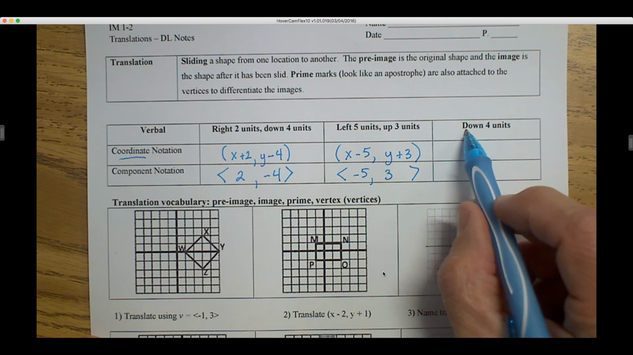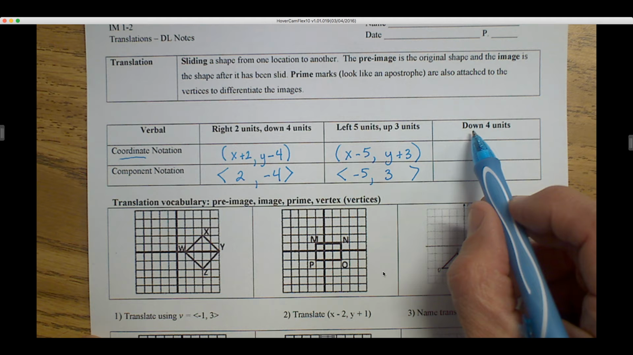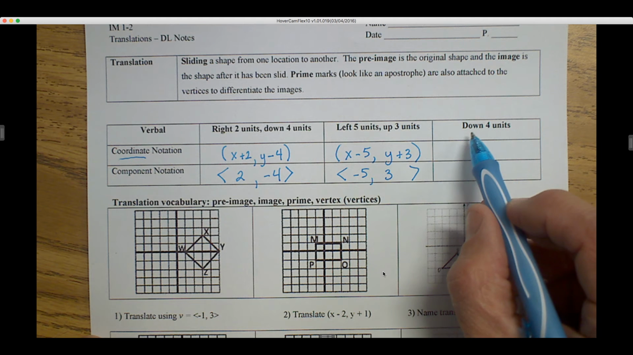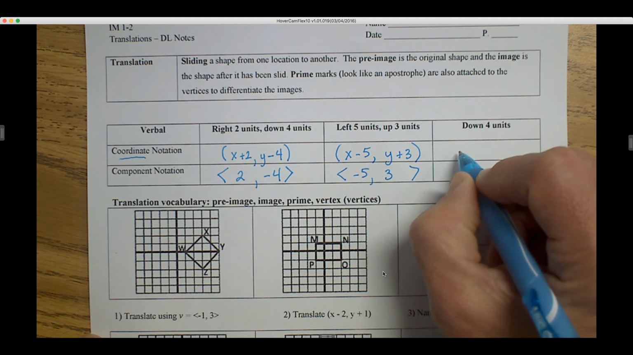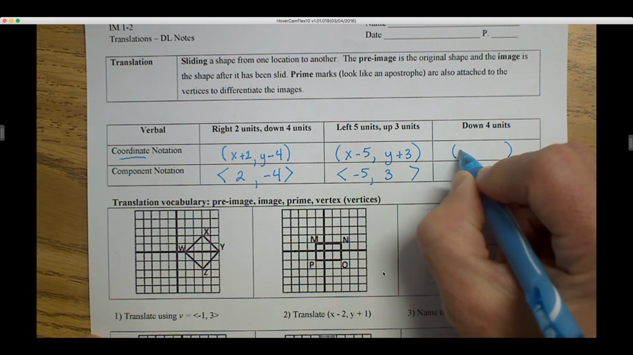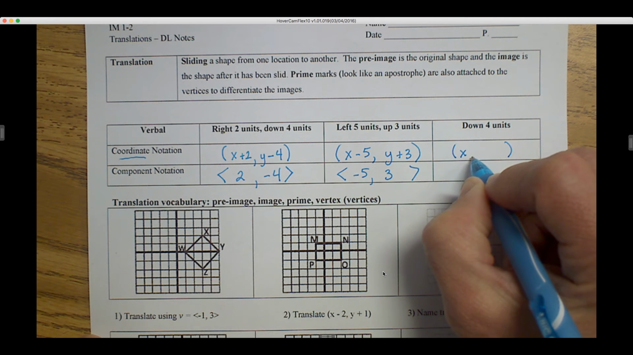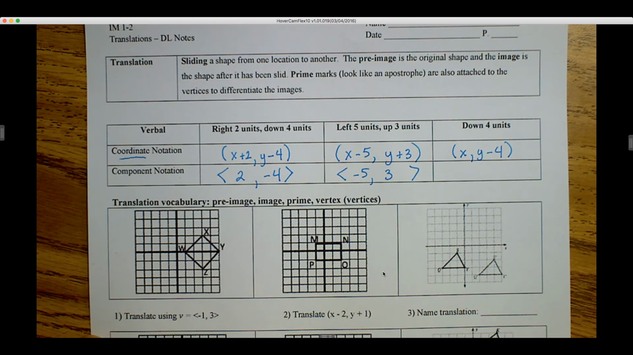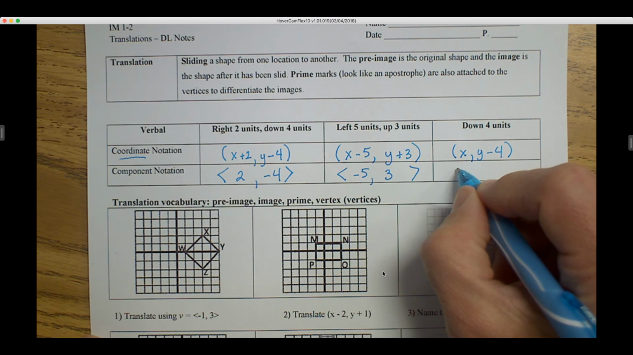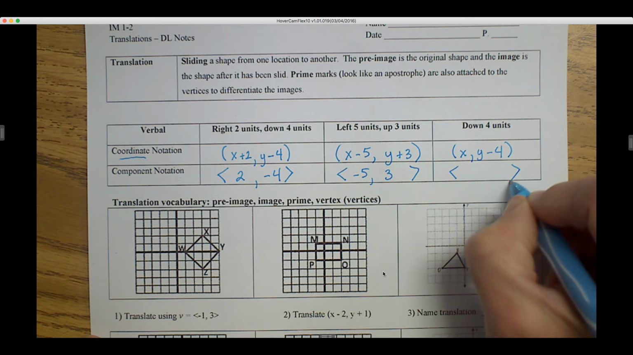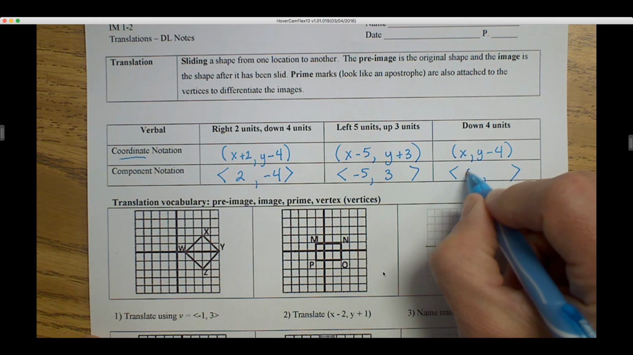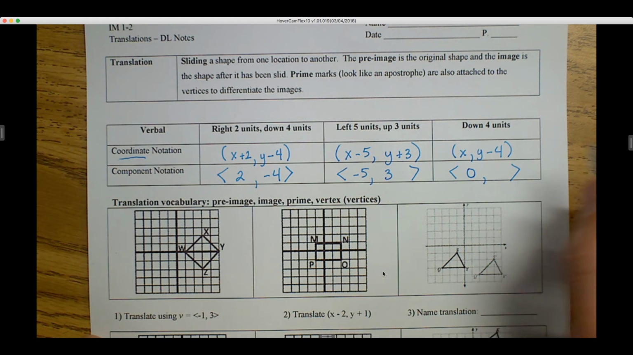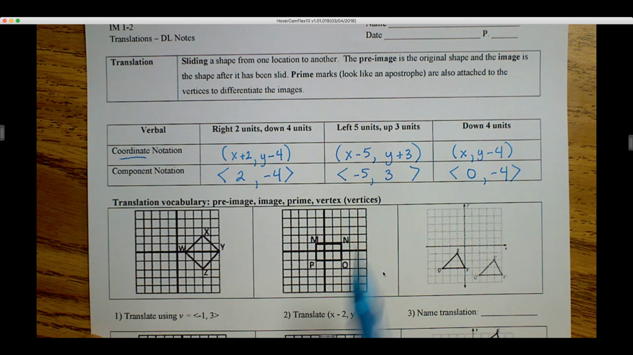For the last one, it just says down 4 units. There is no left or right movement, so therefore that value is going to stay the same. The way we would represent that in coordinate notation is just by putting whatever the X value is, because it's going to stay the same. And then our Y value would be minus 4 again. As we come down here into the component notation, if the X value stays the same, we don't move it at all, so that means a 0, and then our negative 4. So that's the ways that you write coordinate notation and component notation.